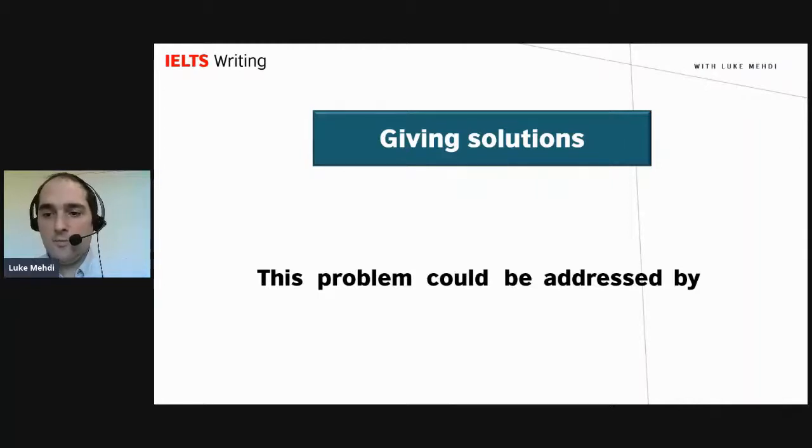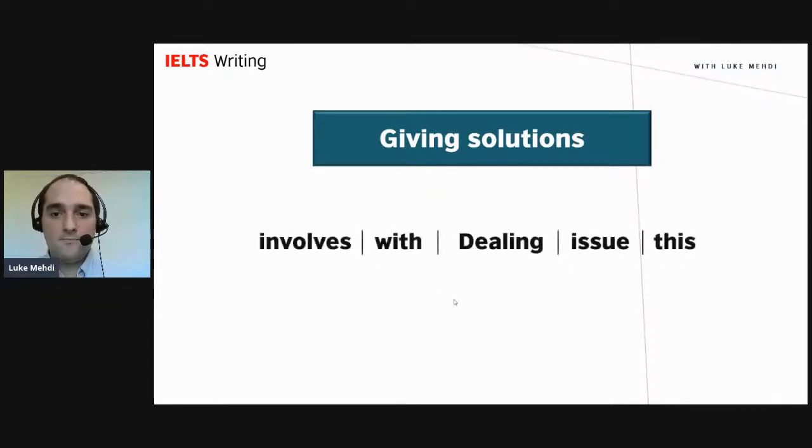This problem could be addressed by the government. This problem could be addressed by doing something. Yeah, and that would be your solution. Exactly. And one more. And again, look for the capital letter to begin. Yeah, exactly. Verb, ing, or noun when you're following the passive, by doing something.